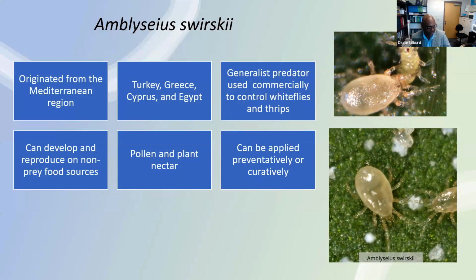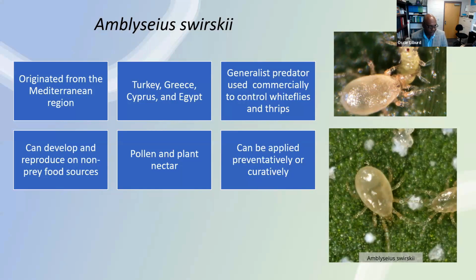One of the benefits of using this mite is, as I said before, it's a generalist predator. It means that it can feed on other things besides a pest like thrips or whiteflies. It tends to feed on pollen, and we want to take advantage of that because when the pest population is very low, this mite would still be able to survive.